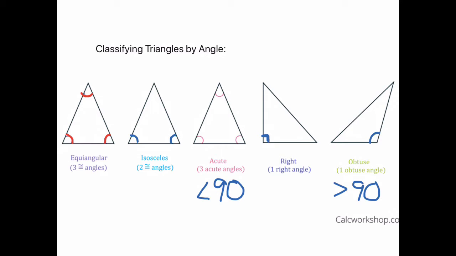Equiangular, all the same. Isosceles, two the same. Acute angles are less than 90 degrees. Right angles are exactly 90 degrees. And obtuse angles are greater than 90 degrees.